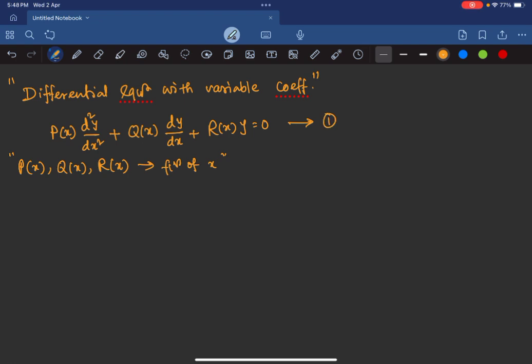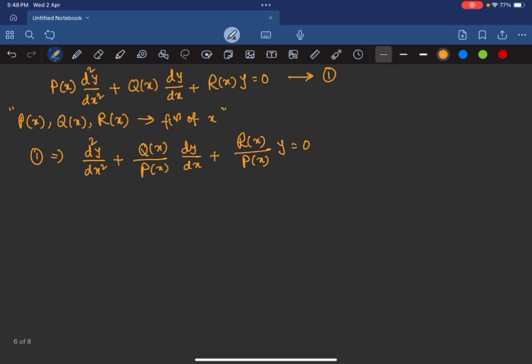Now this equation 1 can be expressed as d²y/dx² + q(x)/p(x) dy/dx + r(x)/p(x) y = 0. Here I considered the homogeneous form. So now see, these two rational functions, q(x)/p(x) and r(x)/p(x), play a very vital role in the nature of this equation.